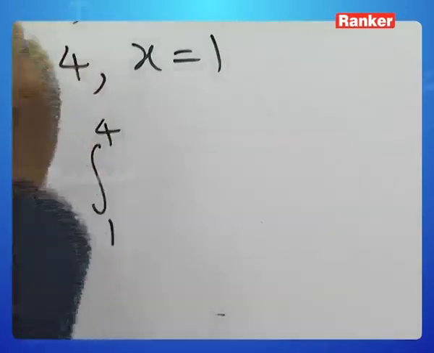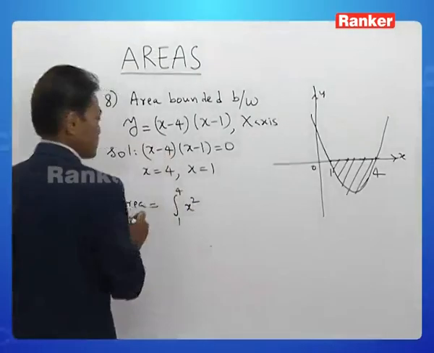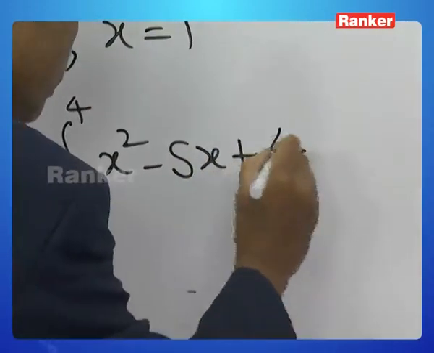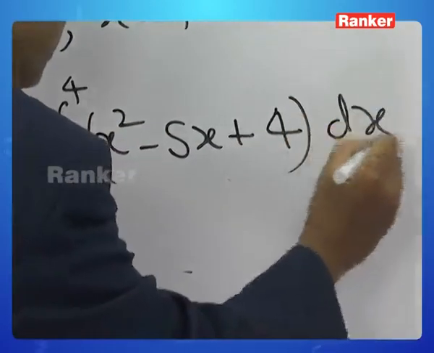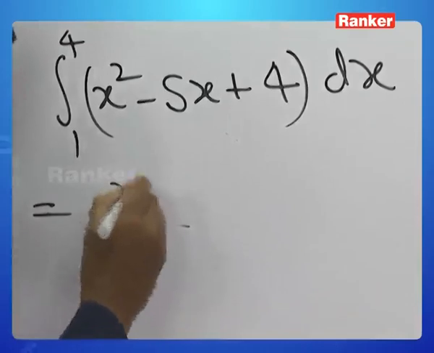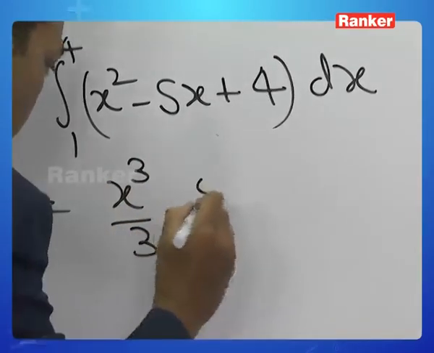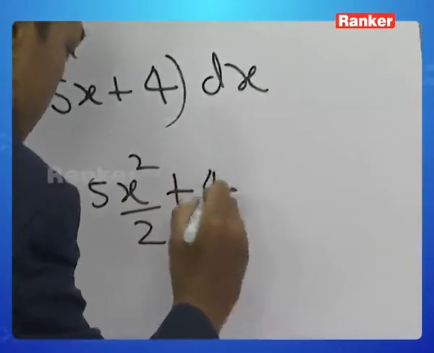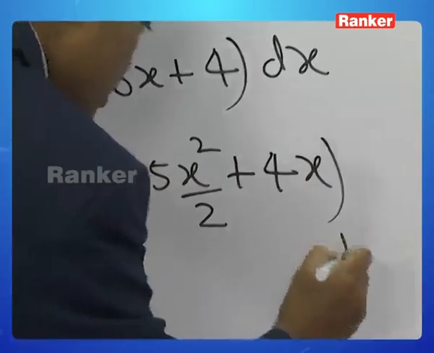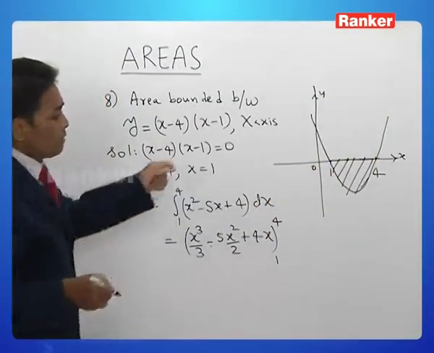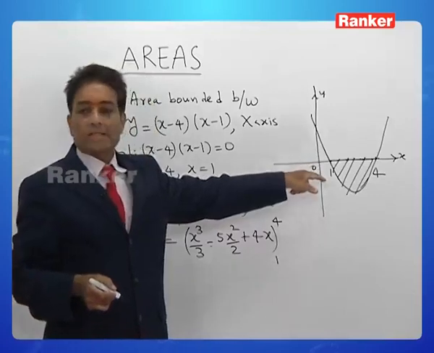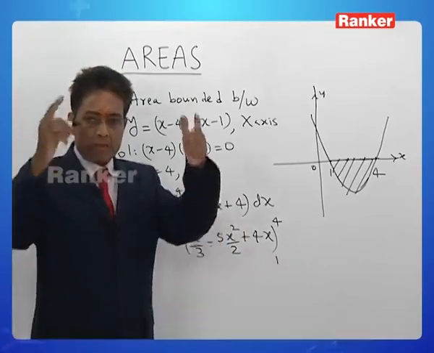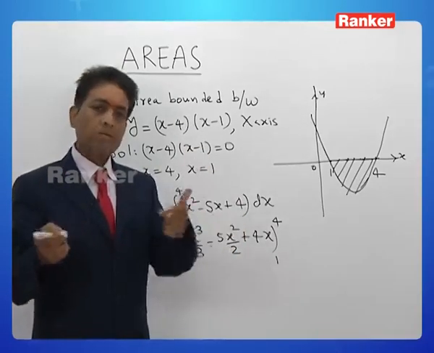integral 1 to 4 of (x square minus 5x plus 4) dx. Now, x square integration is x cube by 3, minus 5 into x integration x square by 2, plus 4x. Now, let us put 1 and 4, but it is given below the x axis. So, what we understand, it is negative area. So, to make it positive, absolute means modulus, or you can put minus also.